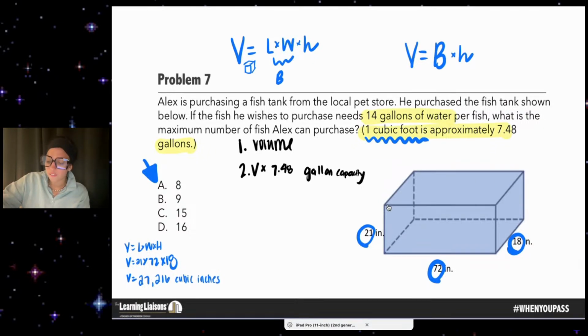I need to convert all of these into linear feet. I cannot divide this number by 12 because that is dividing a cubic number by a linear value, and I cannot do that. So I'm going to convert my linear measurements into feet. I'm going to divide all of these by 12 to get my linear feet measurements.